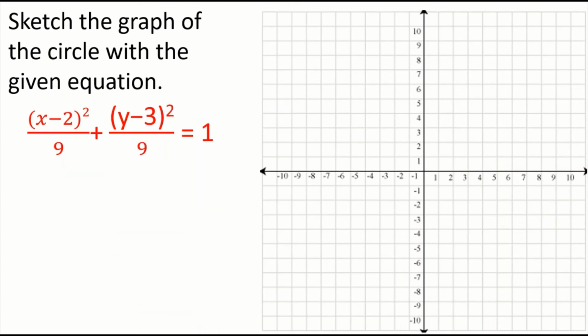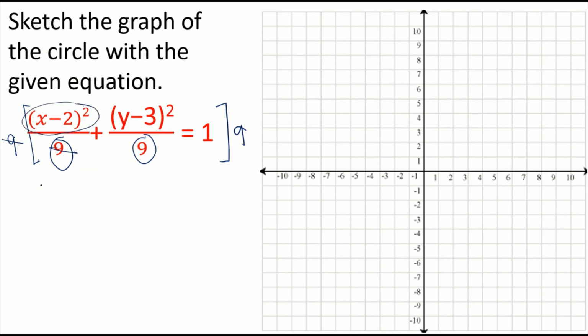Example number 4. Sketch the graph of the circle with a given equation, quantity x minus 2 squared over 9 plus quantity y minus 3 squared over 9 is equal to 1. So, dapat sa circle natin ay naka-standard form. And obviously, dito sa ating given ay meron tayong fraction na all over 9. And to make it in a whole number, multiply it both side by the denominator natin, which is yung 9. So, times 9, and other 9, and then the other is 9. So, kapag pinag-multiply natin, maka-cancel yung denominator, and ang matitira is yung numerator.